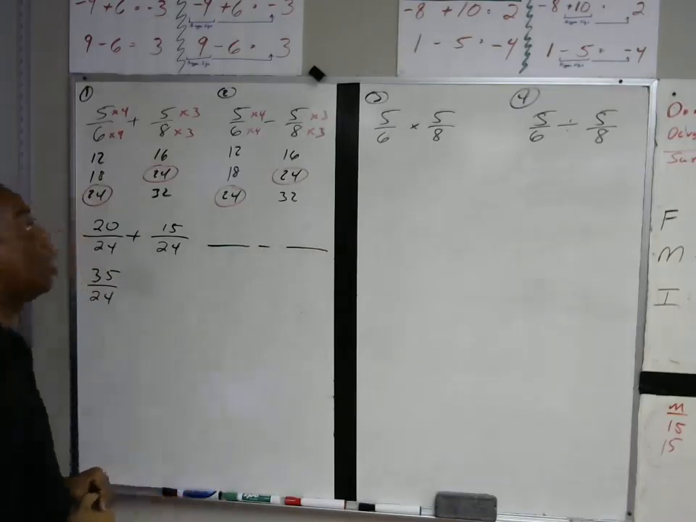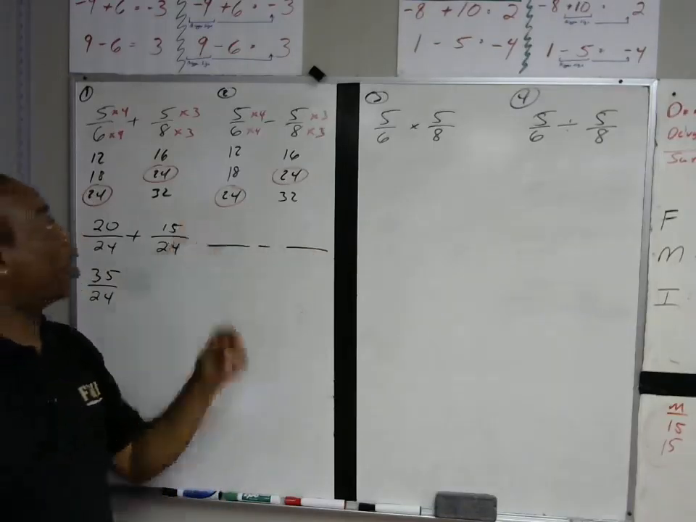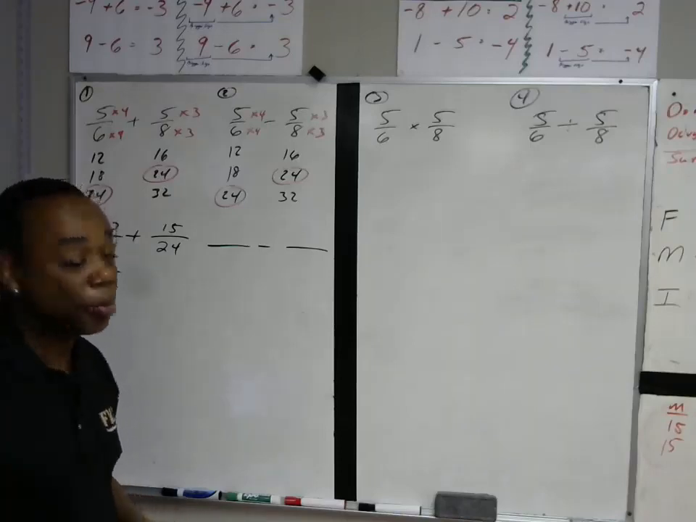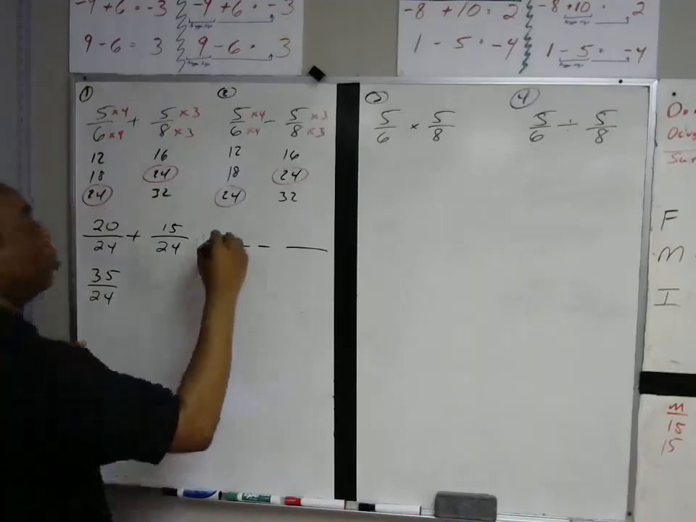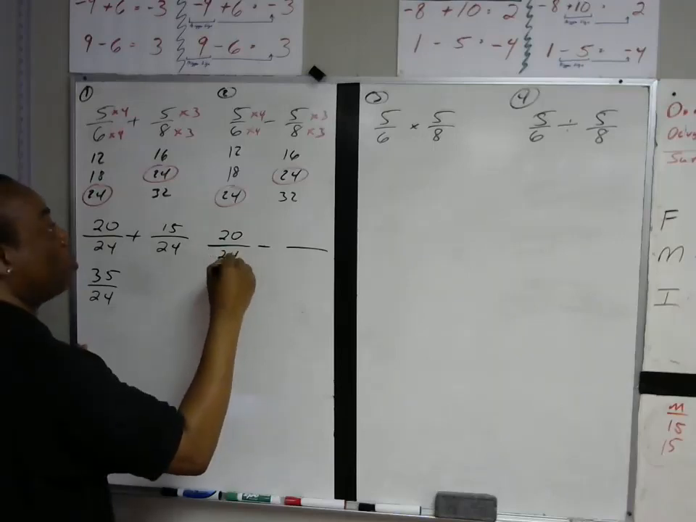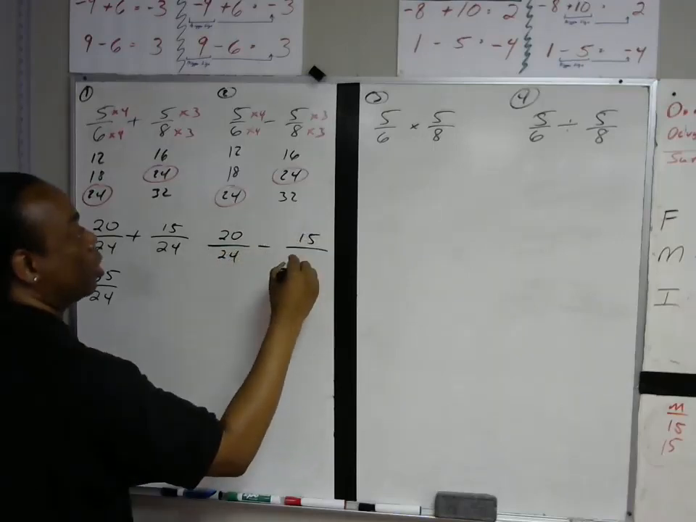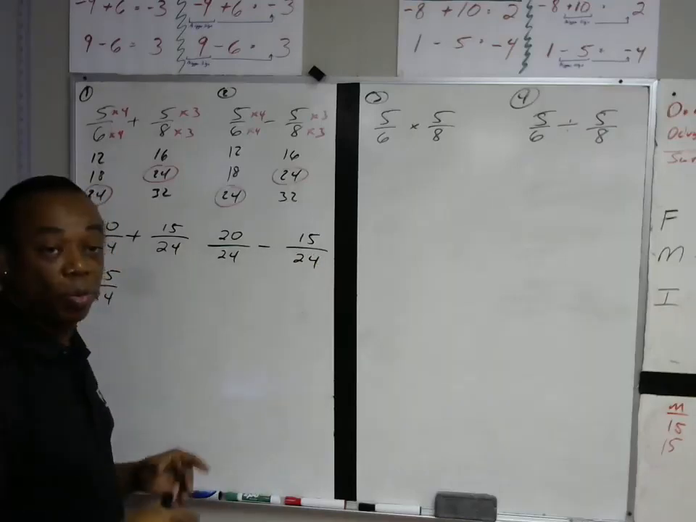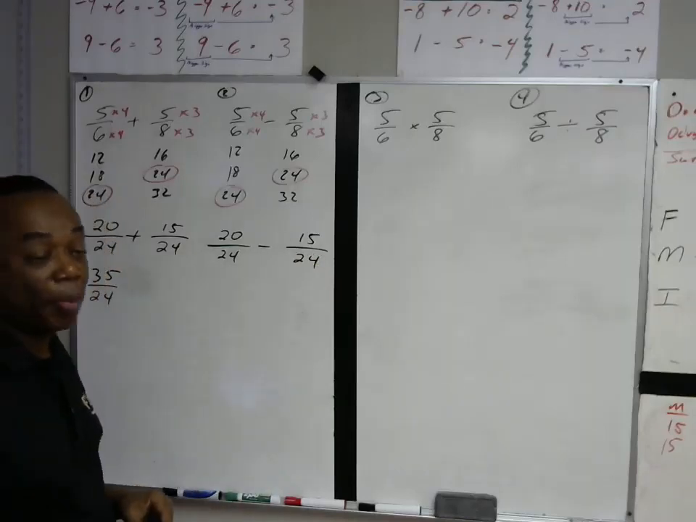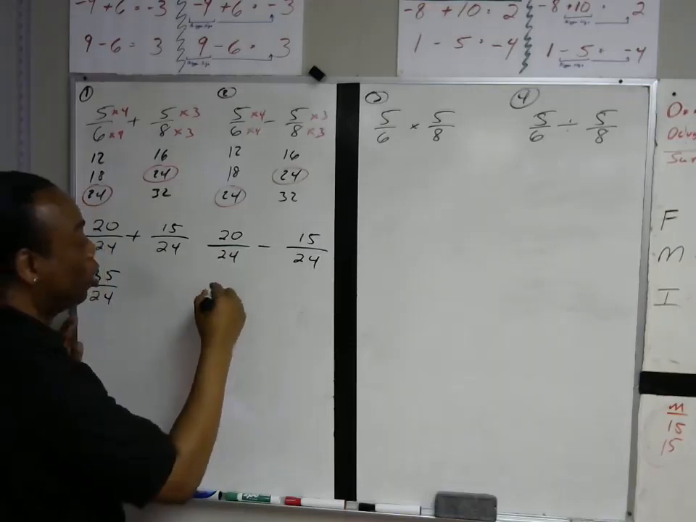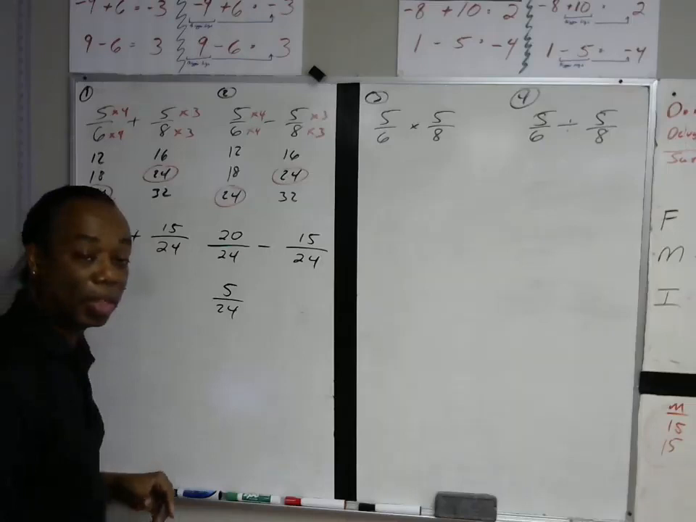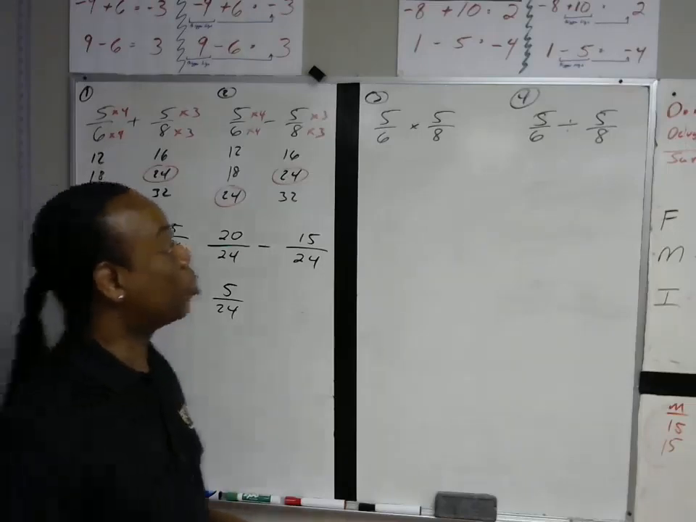Okay. We're going to multiply 5 times 4, 6 times 4, 5 times 3, 8 times 3. The answer will be 20, 24, 15, and 24. So we subtract the numerators only and keep the denominator the same. So we'll get 5 over 24. And that's it.